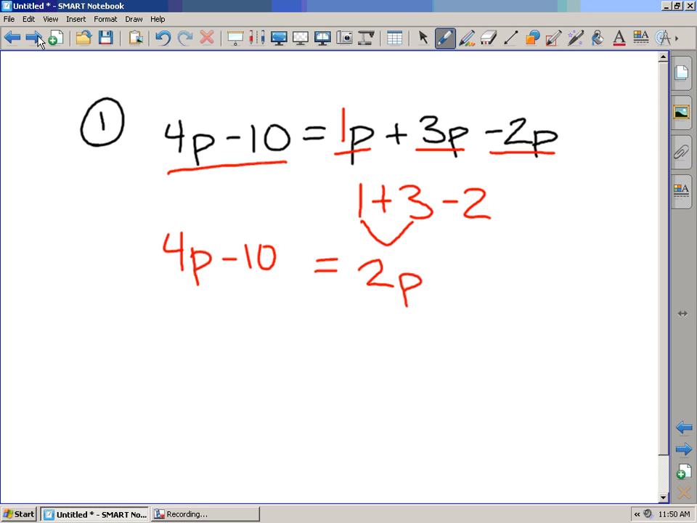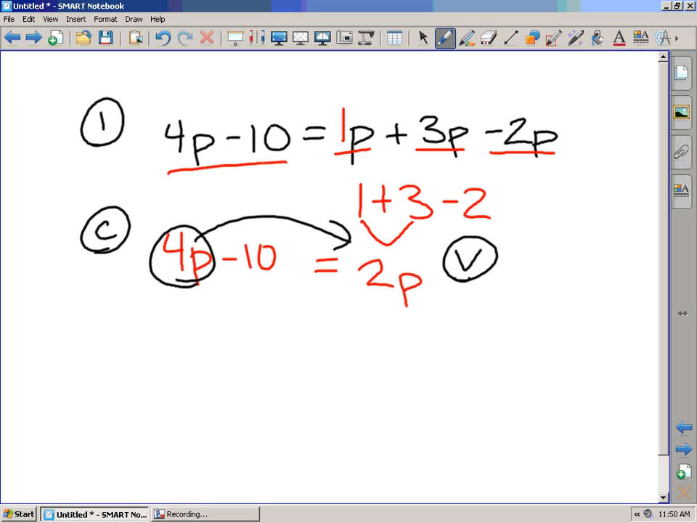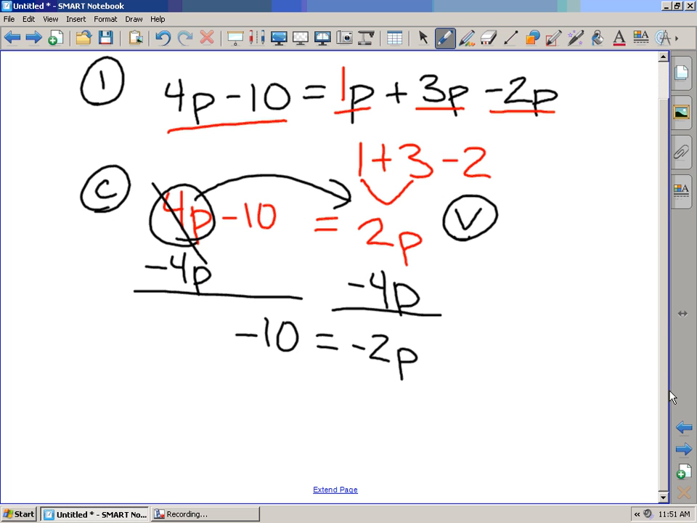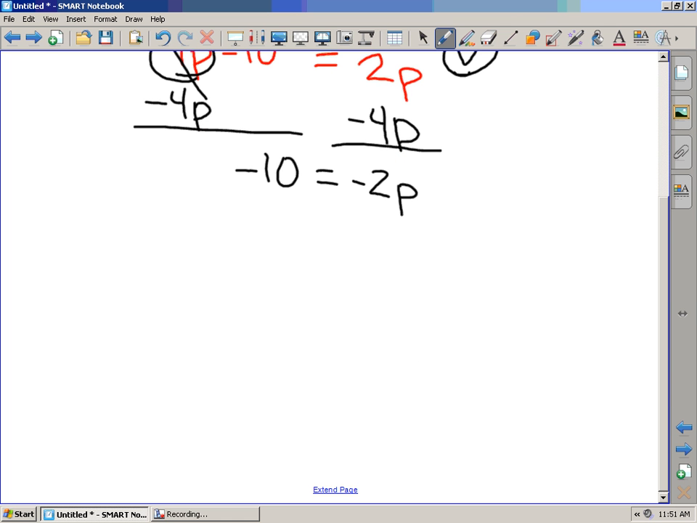Now that we've collected like terms on the left side and on the right side, we're ready to put all the variables on one side and all the constants on the other. So we're going to move this 4p over to the right side. We want our variables on the right side, our constants on the left side. That's going to be the fastest move you can make. So 4p minus 4p is going to leave you with a negative 10. And then on the right side, 2 minus 4 is going to give you a negative 2p. So we're just using inverse operations to move that variable to the other side.